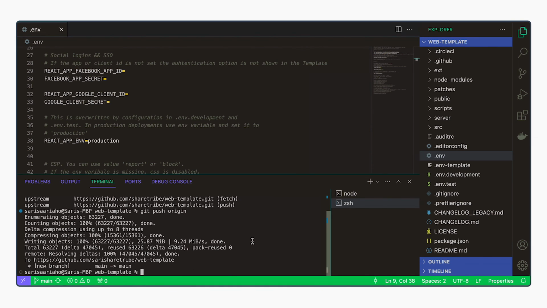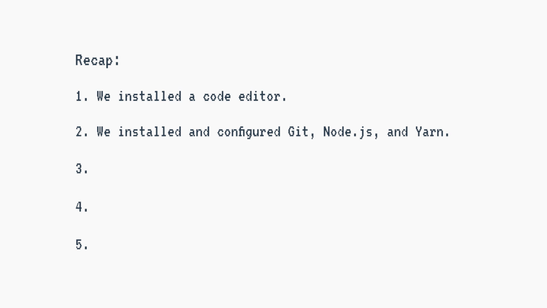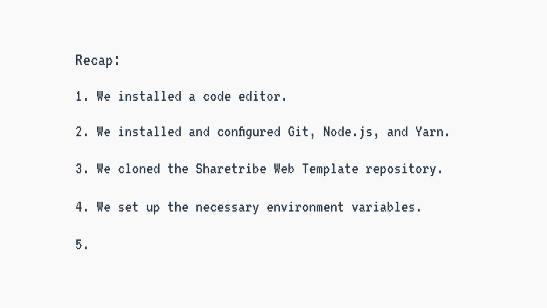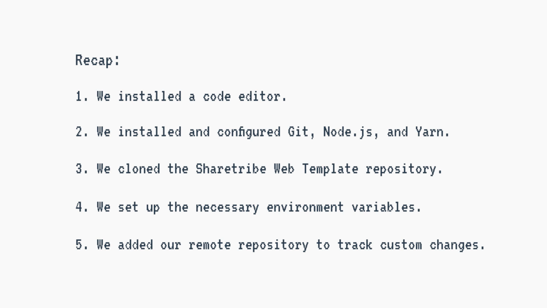In this video, we installed a code editor. We installed and configured Git, Node.js, and Yarn. We cloned the repository. We set up the necessary environment variables, and then we added a remote repository to track custom changes. And now you can continue custom developing your marketplace.